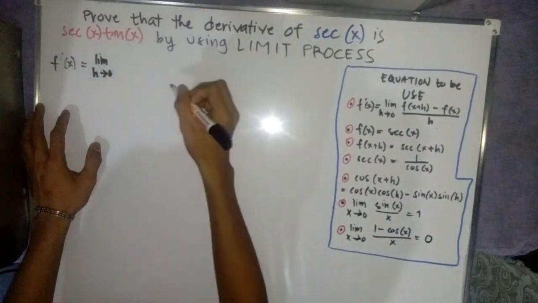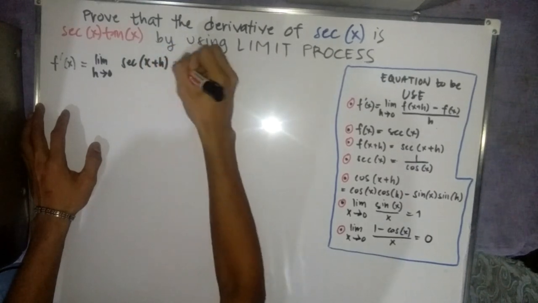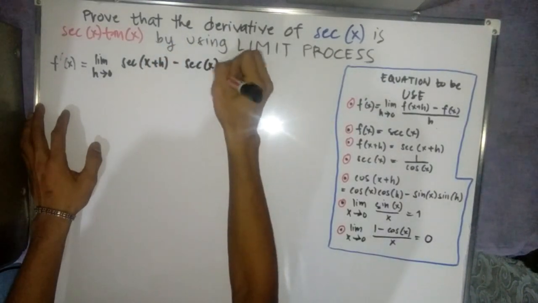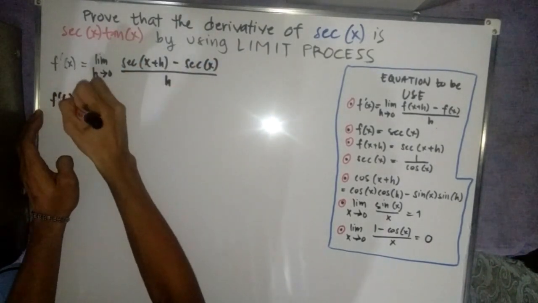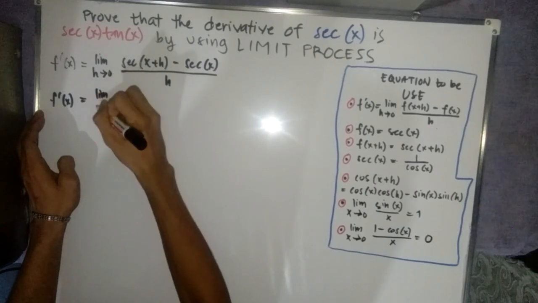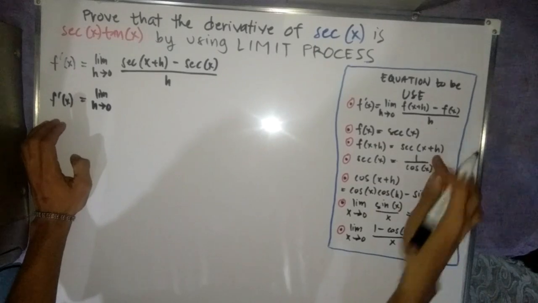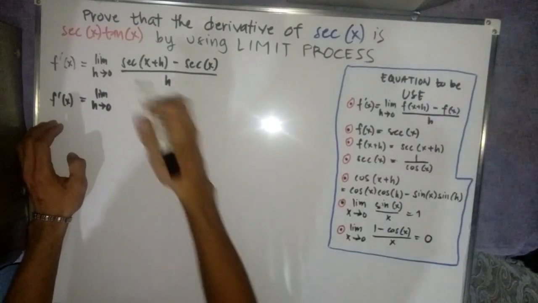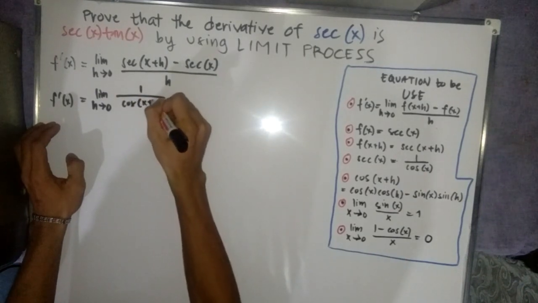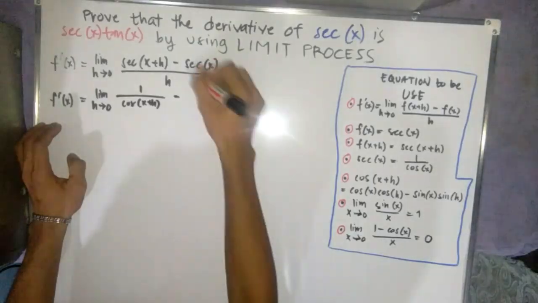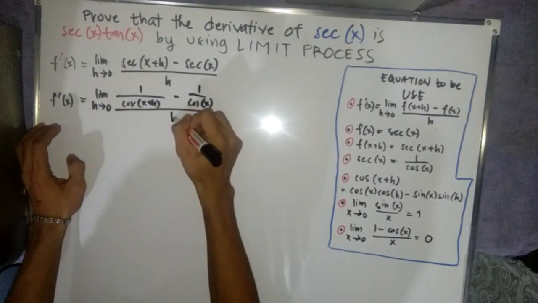So, let's begin. First step, we write the first principle of derivative, is equal to, diretso po, limit as h approaches 0 of secant x plus h minus secant x all over h. So, sunod natin gagawin is, di ba, sinabi ko sa inyo, ang reciprocal ni secant is cosine. So, i-expand natin siya. Then, 1 over cosine x all over h.